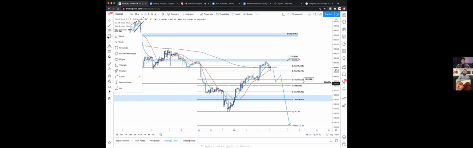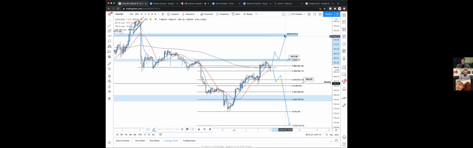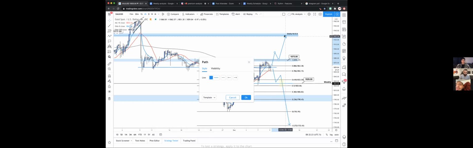However, if we do get a break of 1875, some sort of higher low above, we are then bullish on the 4 hour. It's then a clear 4 hour break of structure, and we're now headed towards our daily, which is the top of this range up closer to 1930.